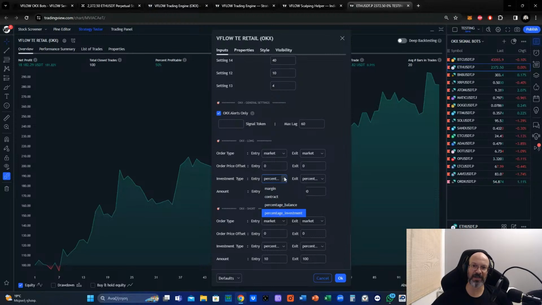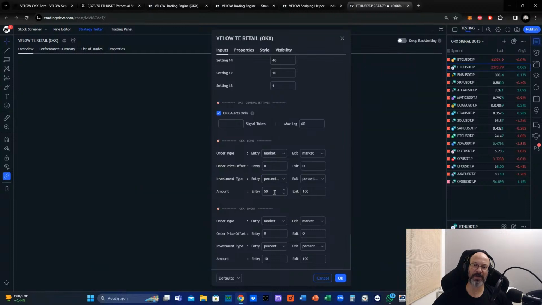First one is a margin. Second is a contract. You are going for percentage balance or percentage investment. If you are going to follow my proposed model, go for percentage investment, and you can go for 50% for your investment here. So amount entry, you can go here. It's a percent. It's 50%, meaning that you are going to use from your balance 50%.